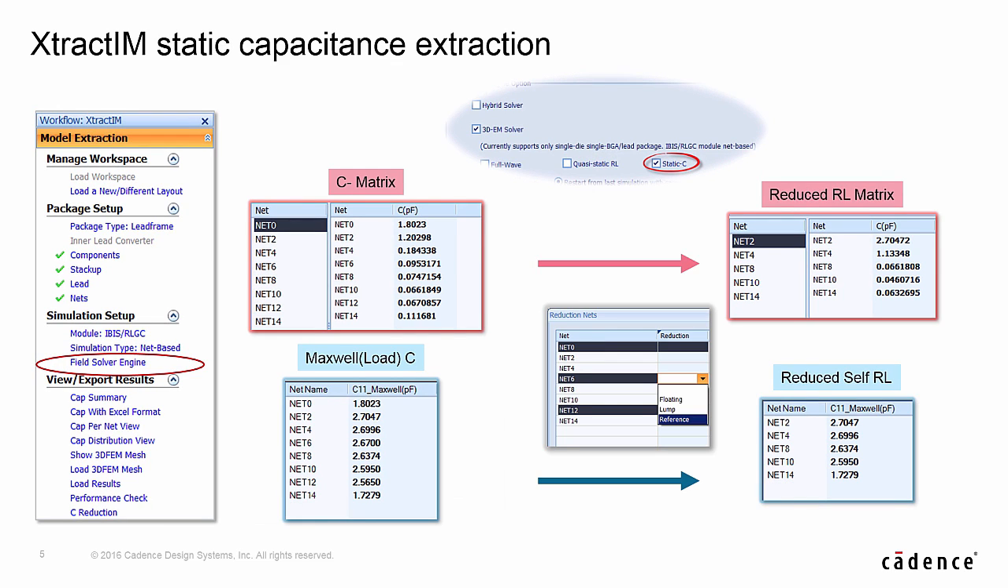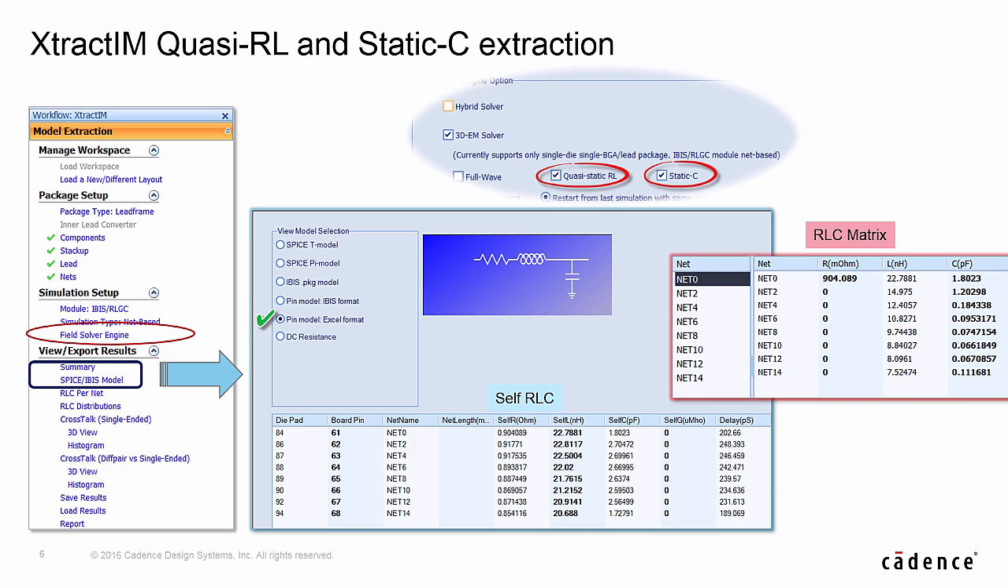Similarly, in the static capacitance solver option, there are 2 capacitance results. One is for the full capacitance matrix for the selected nets. The other is a self-capacitance table. Those capacitance matrices can also be reduced by assigning some nets as floating, lump, or reference. Different reduced matrix results can also be displayed together to do what-if analysis.